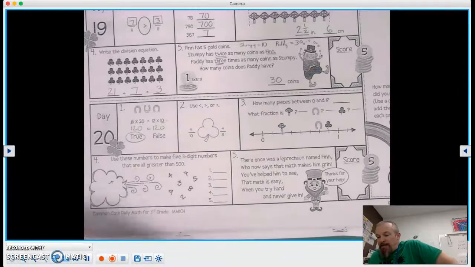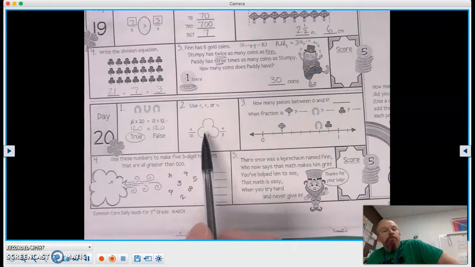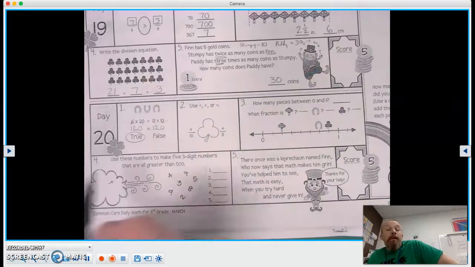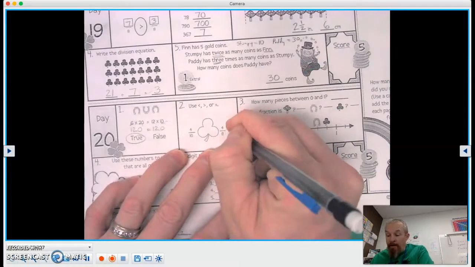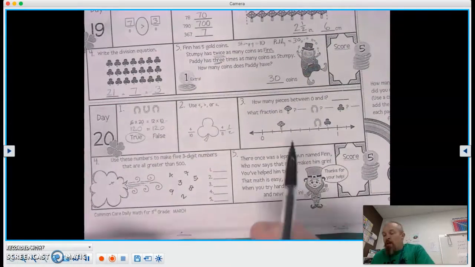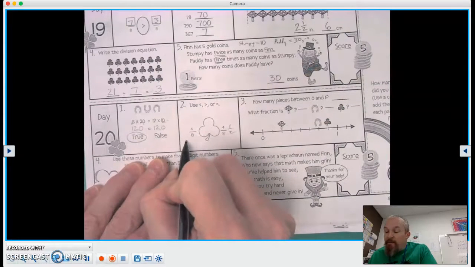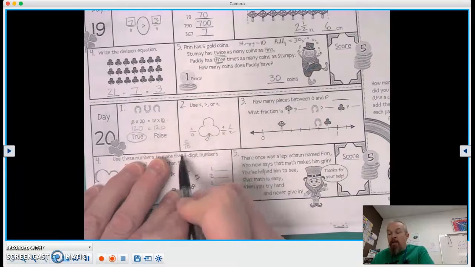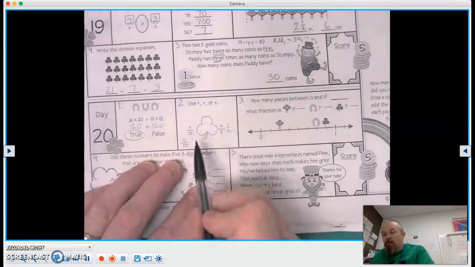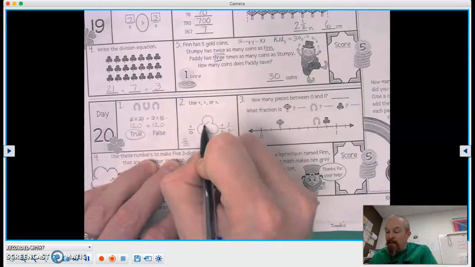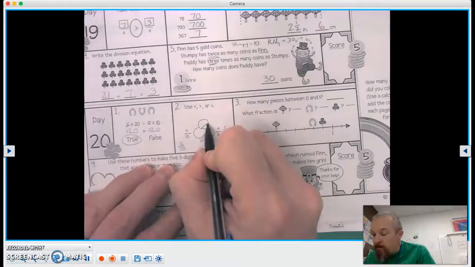All right, here we go. Use less than, greater than, or equal to. 4/10 is less than, equal to, or greater than 4/8. Well, we know 4/8 is equivalent to 1/2, right? We know 4/10 is just a pinch under a half because 5/10 would be a half. 4/10 is just a little less than 1/2. So 4/10 is less than 4/8. Just by a little bit.